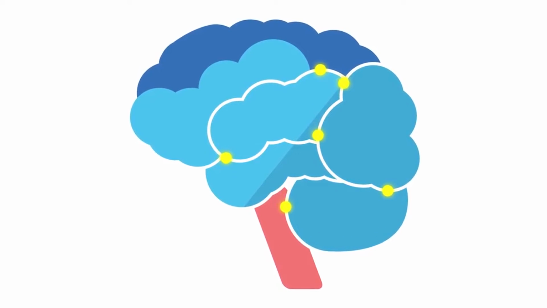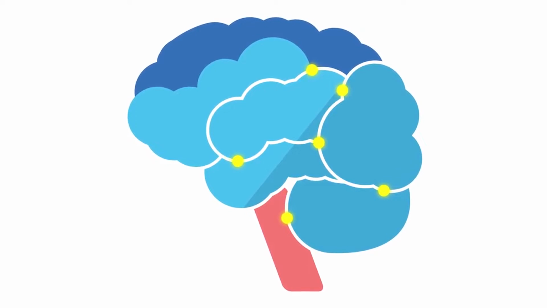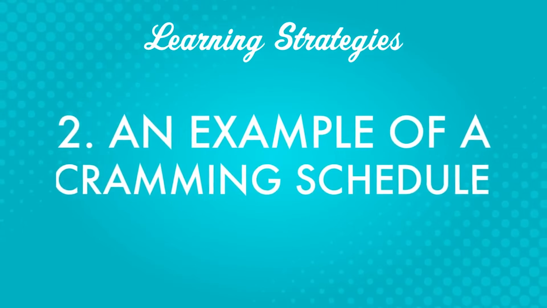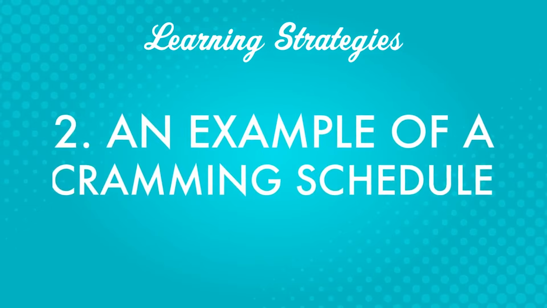Synapses are like little roads that connect the neurons in your brain. So the more you review, the stronger the connection, and the better the recall. But what if you need to learn fast? 2. An example of a cramming schedule.